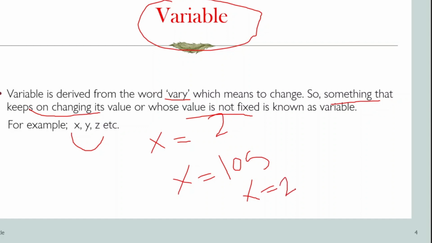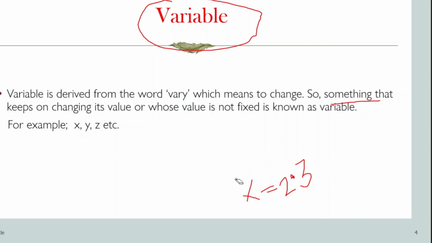So the value of X keeps on changing. It is not fixed, right? It keeps on changing. It's not fixed. That is why these alphabets are known as variables in mathematics, in algebra. Are you getting it? Right? Now, this is the main thing on which the entire algebra is based.